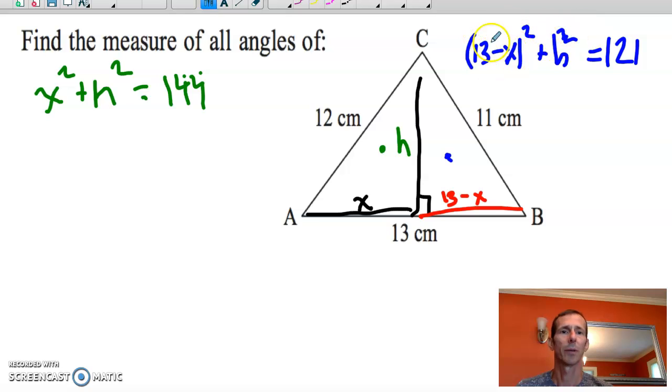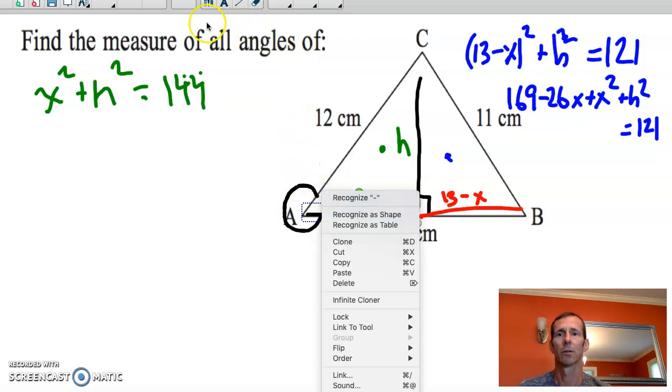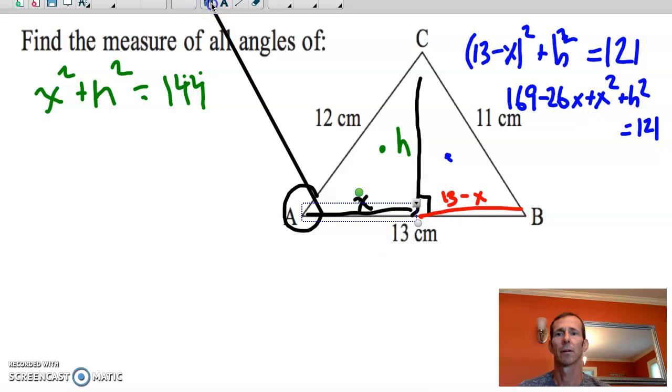And I'm going to go ahead and expand this algebraically. If I go 13 minus x times 13 minus x, I would get 169 minus 26x plus x squared, and then I would continue with the plus h squared, and that still equals 121. So that's the blue side. This is my green side, and again, let's just work at a goal of trying to find what the measure of angle A is. So we're just going to go with the measure of angle A here.